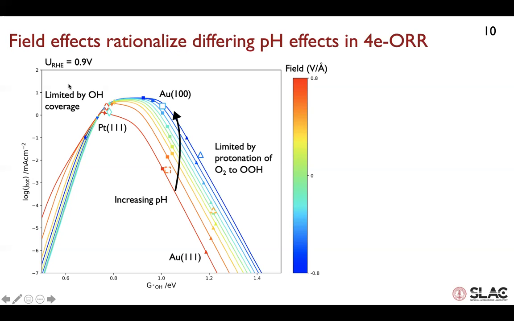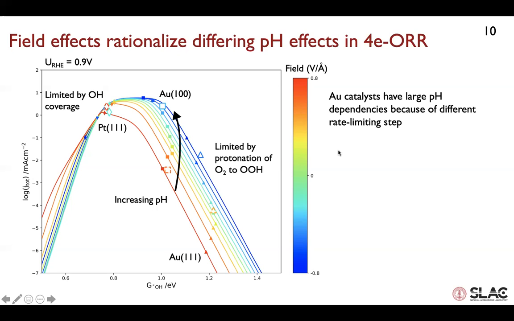So on the strong binding side, we're limited by the coverage of OH, which, if we remember, had a much weaker field effect than some of the other adsorbates we looked at. And on the right-hand side, we're limited by the first protonation of O2 to OOH. And this has a much stronger field effect than this OH coverage.